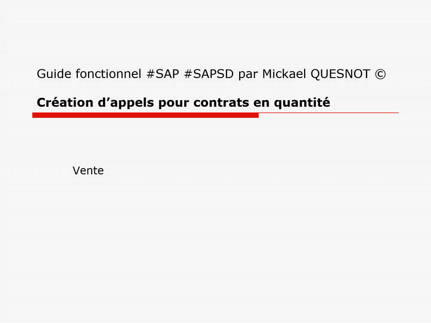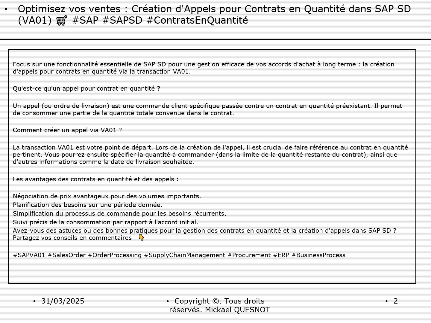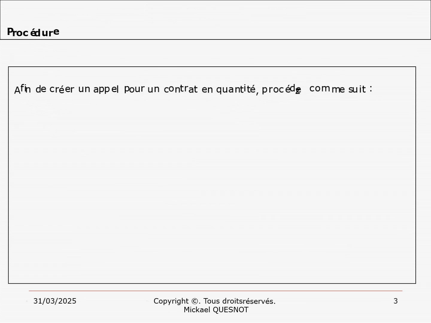Ever wonder how businesses handle those huge recurring orders? Like when they've got a deal locked in for bulk purchases. Yeah, like securing a sweet price on a ton of components for a whole year. Exactly. Today we're diving deep into how that actually works in the world of SAP. Specifically, SAP SD, which is sales and distribution.